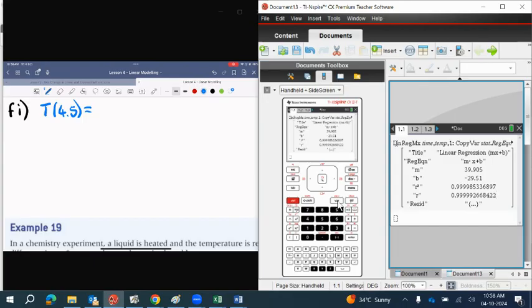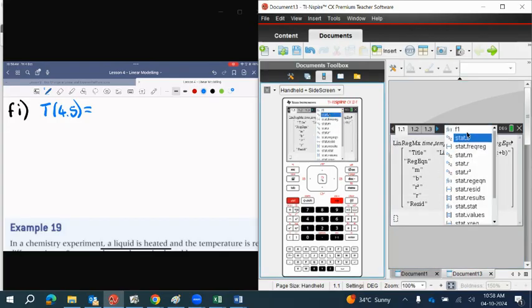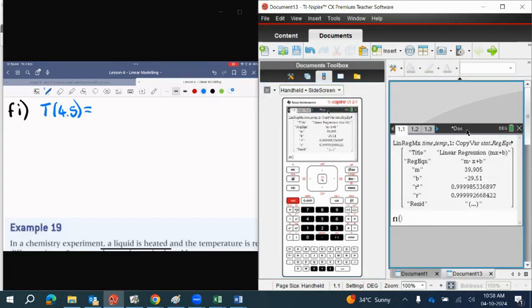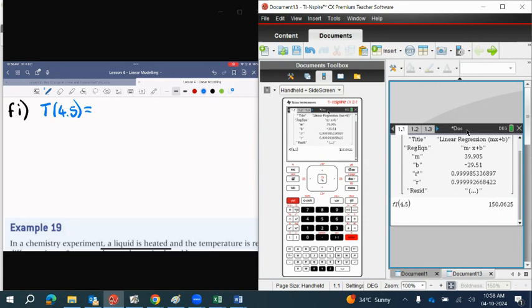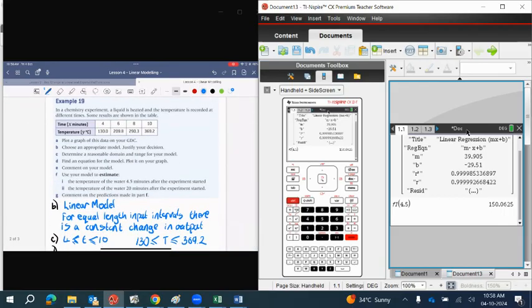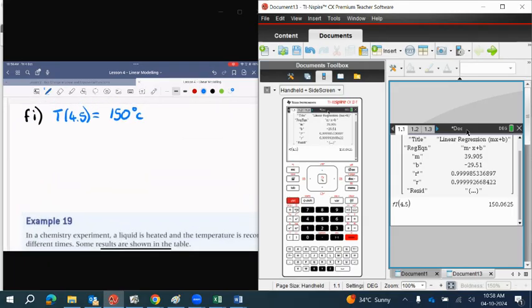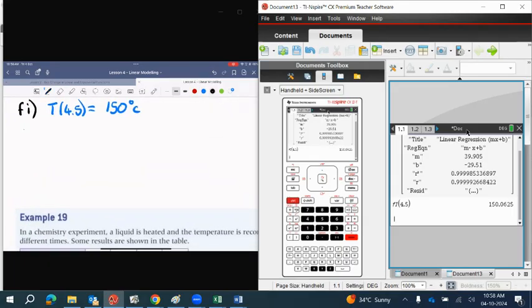So we put that into the calculator. If you press the variable button here above the 9, you see the variables button. Click on that button, and then from the list, look for F1. Remember, we stored the equation in F1, so we'll choose F1. Type in 4.5, and we get our answer. So at 4.5, it's going to be 150 degrees centigrade.